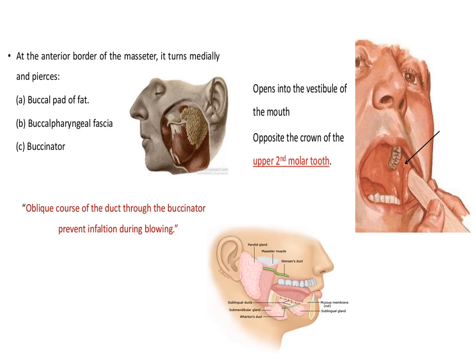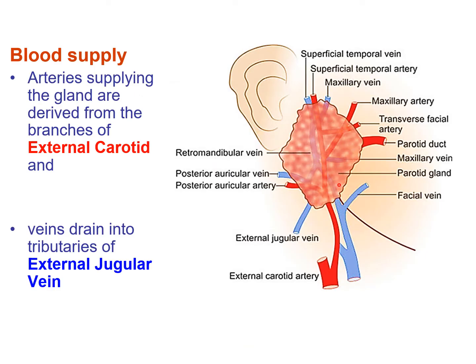for stone formation. Now, talking about the blood supply of the parotid gland, the arteries which are supplying the gland are derived from the branches of external carotid, and the veins are draining into tributaries of external jugular vein. So, the veins are the superficial temporal and the maxillary vein. Again, they unite to form retromandibular vein, which is further divided into anterior and posterior divisions. Also, the external carotid artery, when it enters the gland, it gives a posterior auricular branch and it divides into terminal branches that are the maxillary artery and the superficial temporal artery.